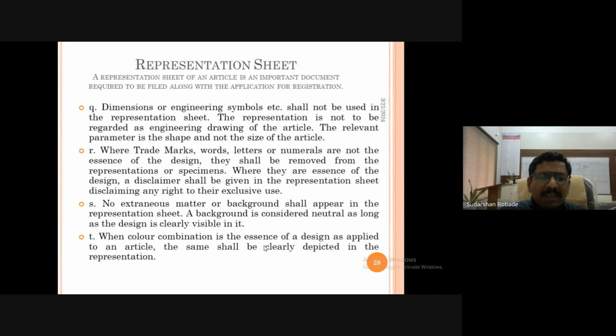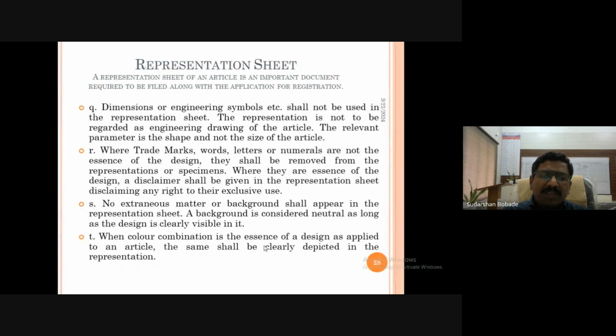Next, no extraneous matter or background shall appear in the representation sheet. As I have already shared with you, the teapot has a reddish sort of background, but on the white piece of paper we have to go for the design. There is no requirement, rather they have denied any color combination in the background. So try to avoid that.